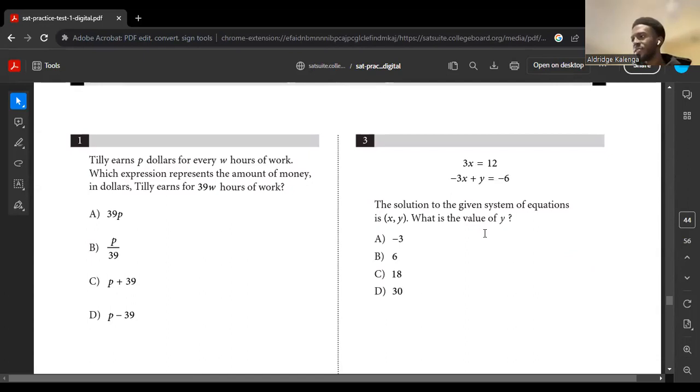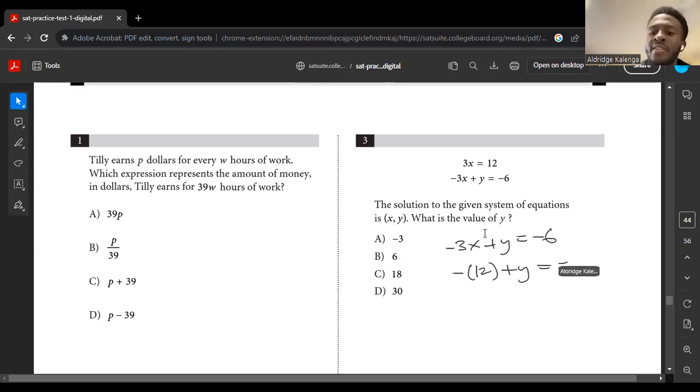Okay, so it says 3x is equal to 12, and -3x plus y is equal to -6. We know that 3x is equal to 12, so I'm going to take the second equation, and where we have 3x, I'm going to put 12. So I'll get -3x plus y is equal to -6. But remember, 3x is equal to 12, so we're going to say -12 plus y is equal to -6.